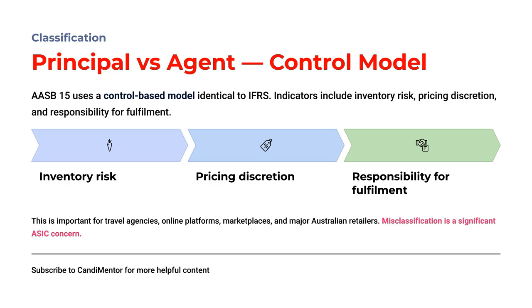Principal versus agent. Control model. AASB 15 uses a control-based model identical to IFRS. Indicators include inventory risk, pricing discretion, and responsibility for fulfillment. This is important for travel agencies, online platforms, marketplaces, and major Australian retailers. Misclassification is a significant ASIC concern.